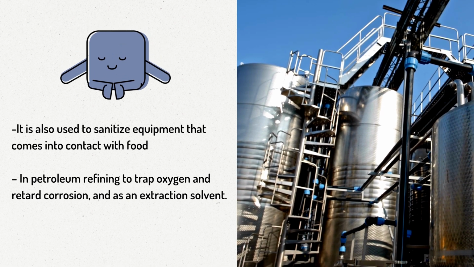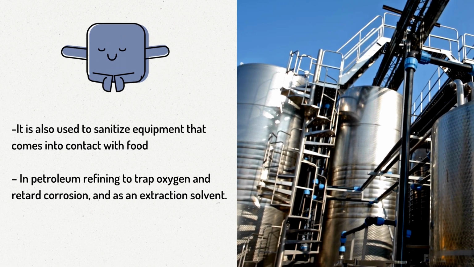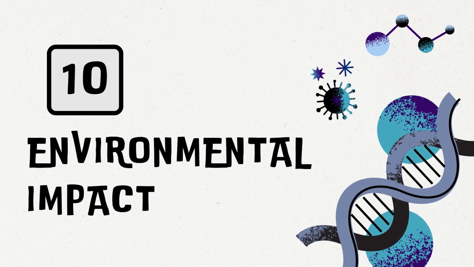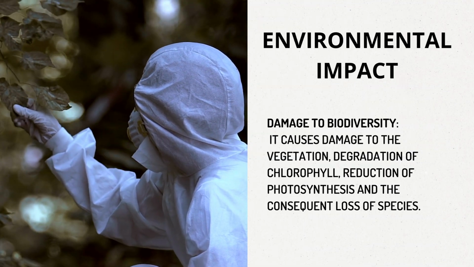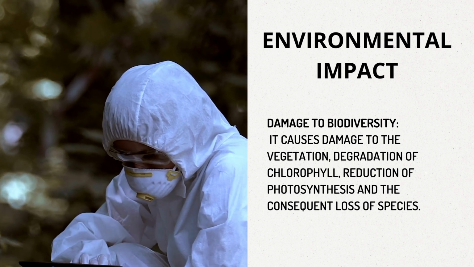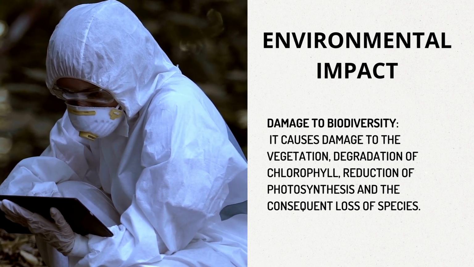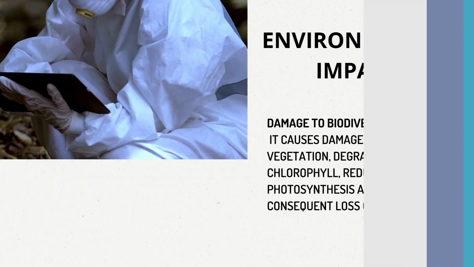In petroleum refining, it is used to trap oxygen and retard corrosion. Environmental impact. Damage to biodiversity. It causes damage to vegetation, degradation of chlorophyll, reduction of photosynthesis, and the consequent loss of species.